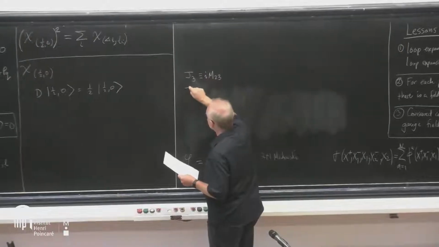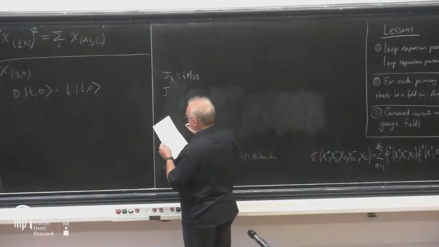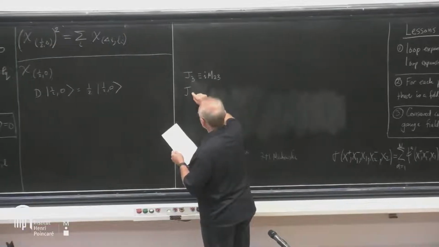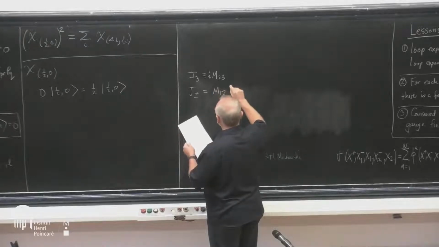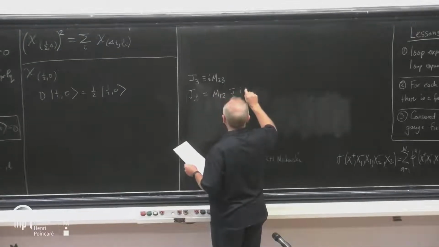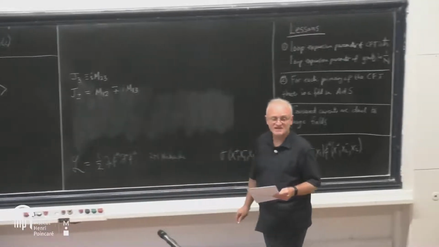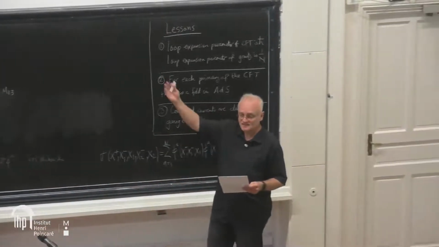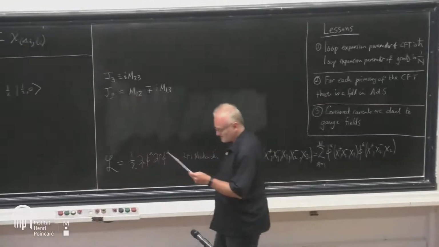I M23. I'm going to call J plus minus to be M12 minus plus I M13. And you can check that these behave just like the usual angular momentum raising and lowering operators. This behaves just like Jz.